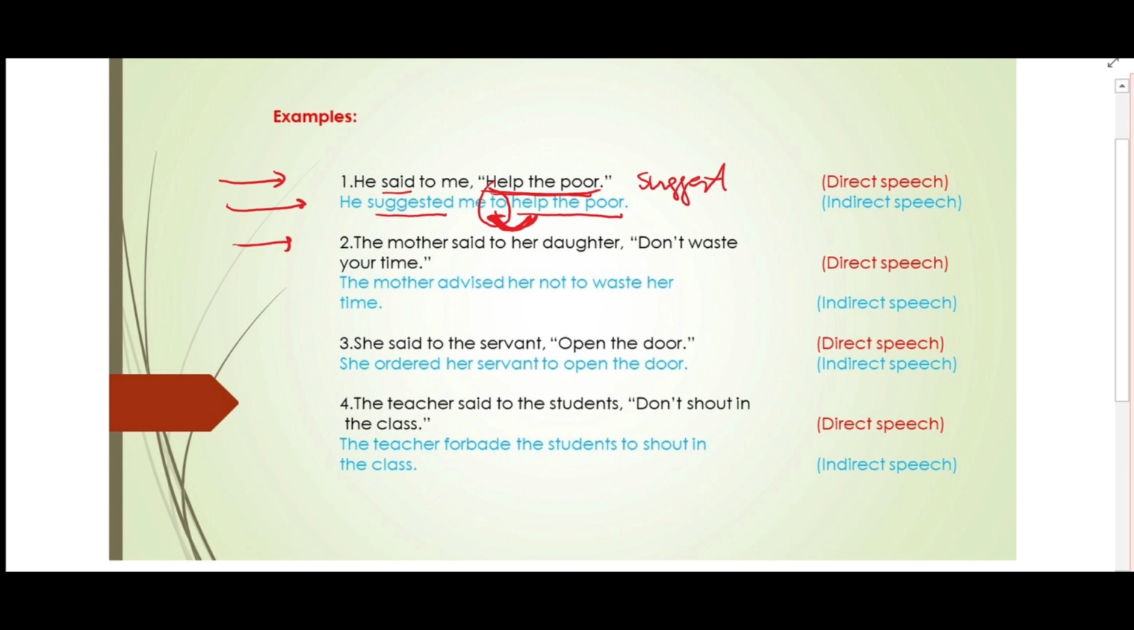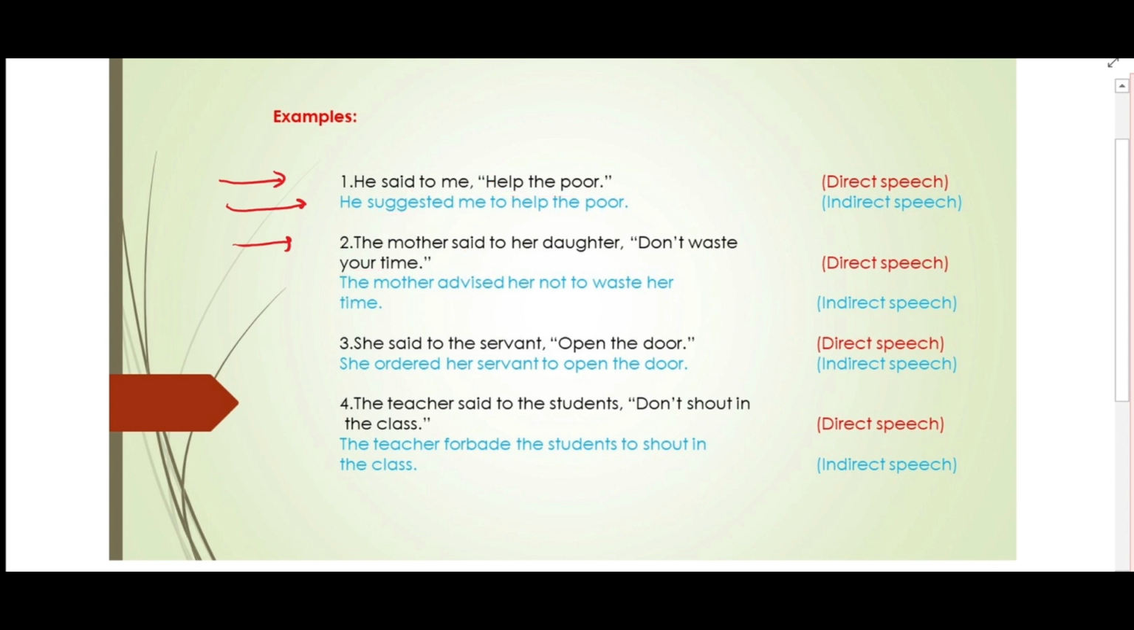Second example: the mother said to her daughter, don't waste your time. Now this is a negative sentence and also some kind of advice. So the word said is changed into the word advised. The mother advised her not to waste her time. Now I told you if there is any person, like your is also there. Your is second person, and for the second person we have the rule that it always changes according to the object, and the object is her daughter. So the word your is changed into the word her, right? Keep these points in your mind.